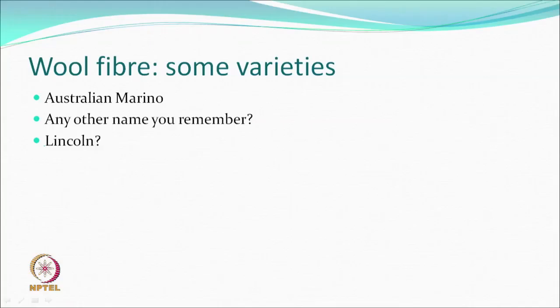Any other name that you remember from your previous study knowledge of the textile fibers? There is one interesting thing you may have heard about, Lincoln wool, which is a different wool. Indian wool, there is one variety which is Chokla, there are other Malpura and other varieties in India. Generally, the native Indian wool is more coarse and so is suitable more for carpets and rugs and so on. But these days, we are getting hybrids, cross breeds from merinos also.